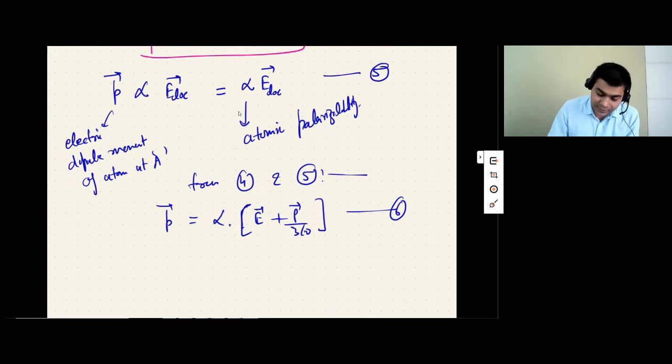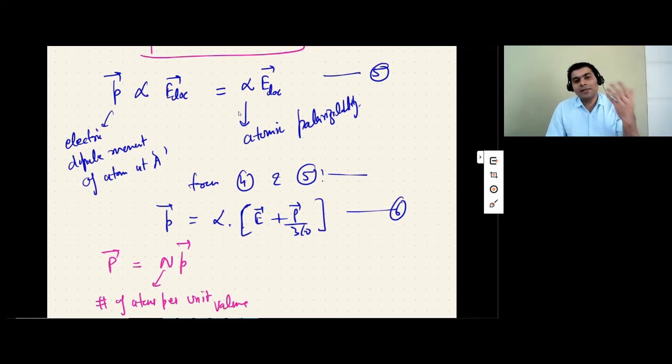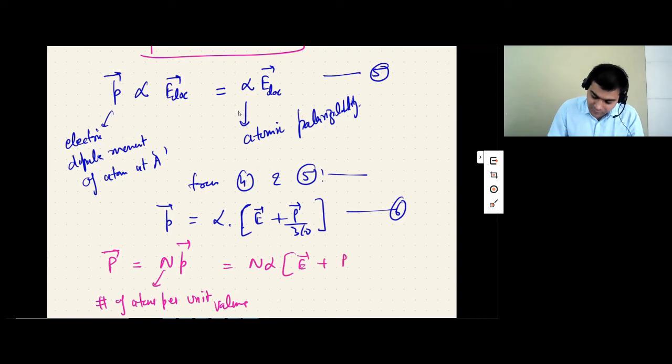And we also discussed that the total dipole moment per unit volume, P, is equal to N times p, if N is the number of atoms per unit volume in the dielectric. Each atom has the electric moment small p, so the total dipole moment per unit volume will be N times p, which is N times alpha times (E plus P upon 3 epsilon naught). So if I rearrange equation 7 a little bit, I can find out the following.